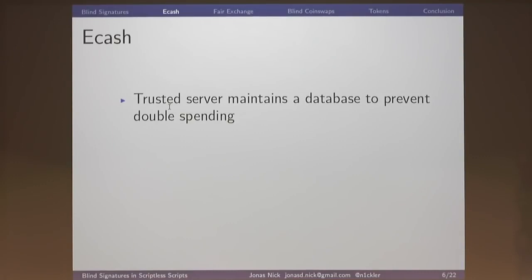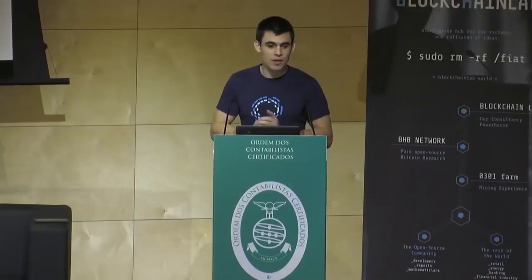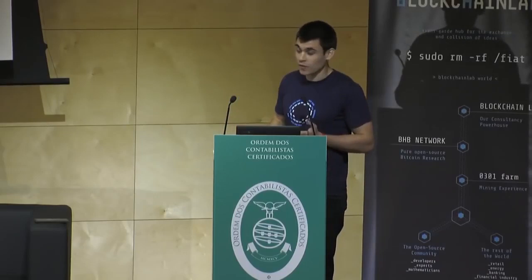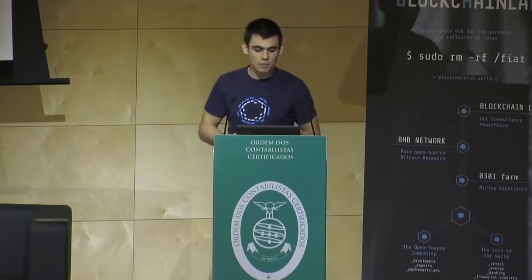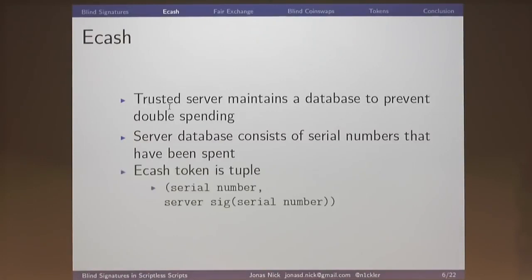Things that are usually built with blind signatures are, for example, eCash. In eCash, you have a trusted server that maintains a database to prevent double spending. The server database consists of serial numbers that have already been spent, and the token is just a tuple of a serial number and a signature over that serial number.